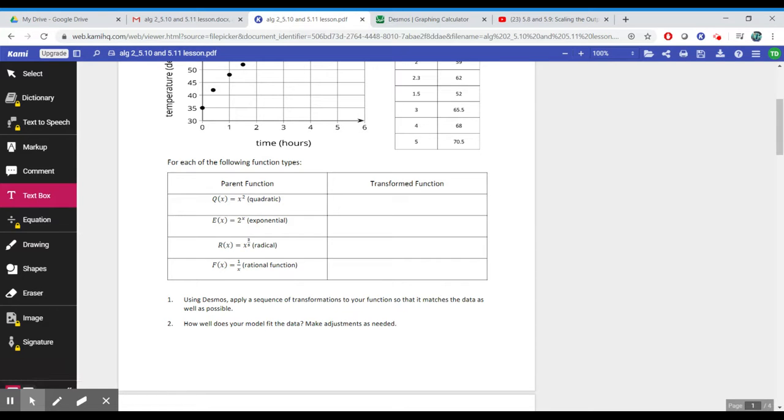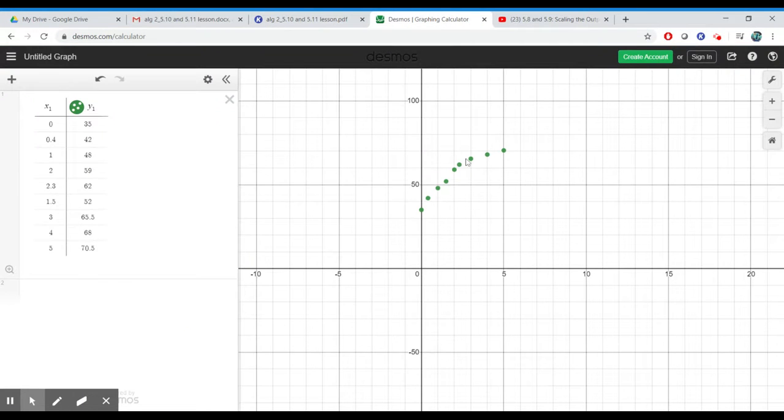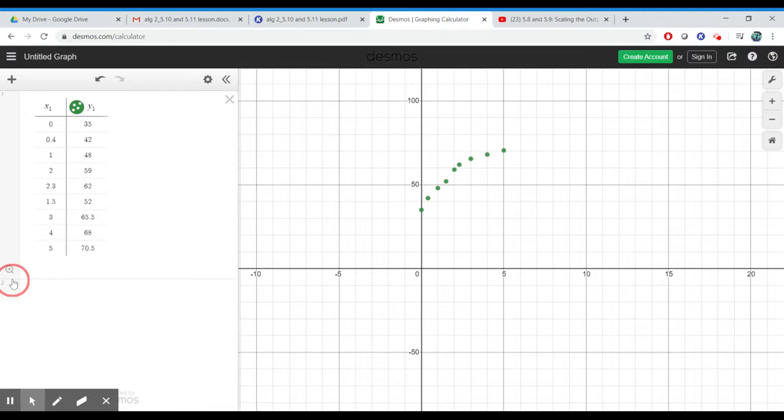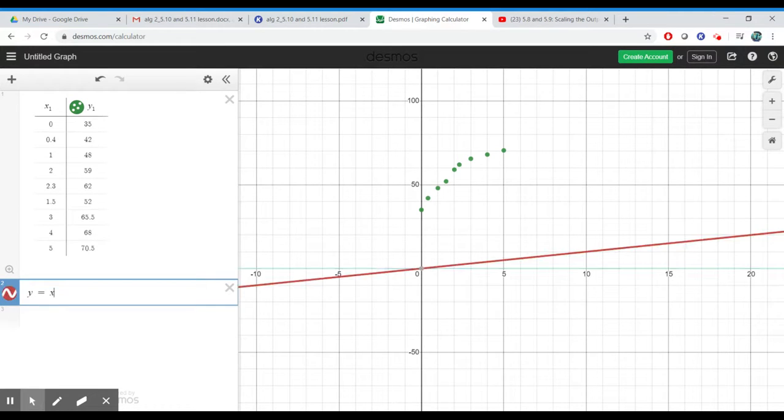So what that means is we're going to be taking one of these parent graphs here, typing in just the parent graph into Desmos, and then applying a sequence of transformations to that graph to try and make it go through these points as much as possible. So let's see if we can do that. Our first graph was a quadratic. So I'm going to go into Desmos and just type my equation, y equals x squared.